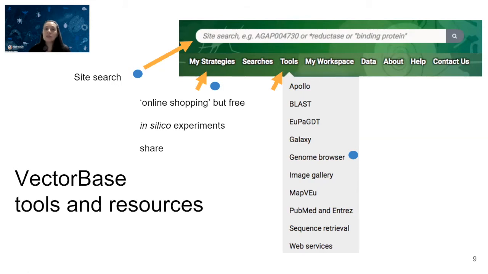You are able to run in silico experiments using genomes and transcriptomes, and you can use experimental data. So you can ask questions about your gene of interest using these in silico experiments, and you can share your experiments with your colleagues or put them in your publications. If you click here in tools, you will find all of these available resources, and in this workshop, we are going to tell you how to use the Genome browser.